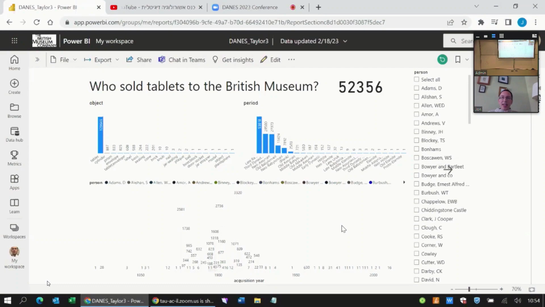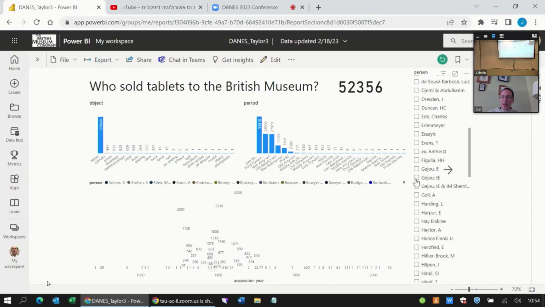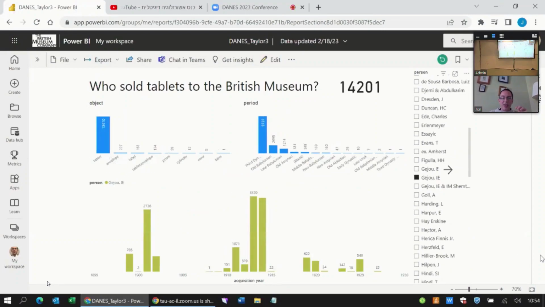Let's dig again in more depth into the purchases of material, and we can display different categories of information, so we can come back to our object types and the periods. When you put all of them on the screen, you can't really see very much, but we can scroll down and say, okay, let's pick Ibrahim Jeju again, and we can see the consignments that he sold, how many were in them, what period they were, what type of tablet they were, and all this kind of thing.